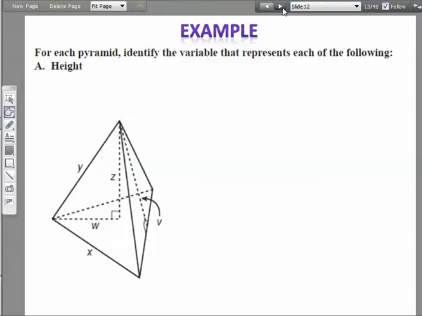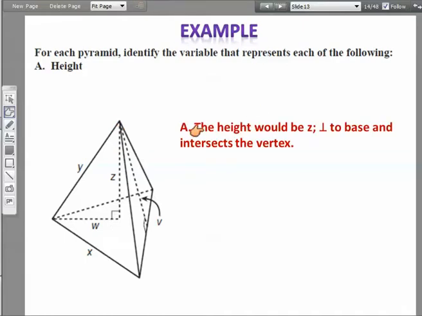So let's look at this example. It says for each pyramid, identify the variable that represents each of the following. So here we've got this triangle. Okay, so we've got to identify the height of the triangle. Well, you remember the height is the altitude, and it's going to be going from the vertex perpendicular to the base. Okay? So in this particular drawing, the height would be Z, perpendicular to base and intersects the vertex.